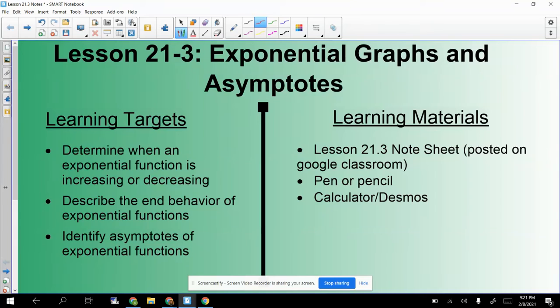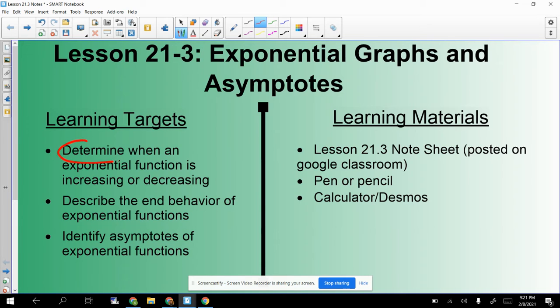Hi guys, welcome back to lesson 21.3, where we are going to be talking about exponential graphs and their asymptotes. This will be a note sheet that's posted on Google Classroom. You will want a pen or a pencil and also your calculator or Desmos pulled up.